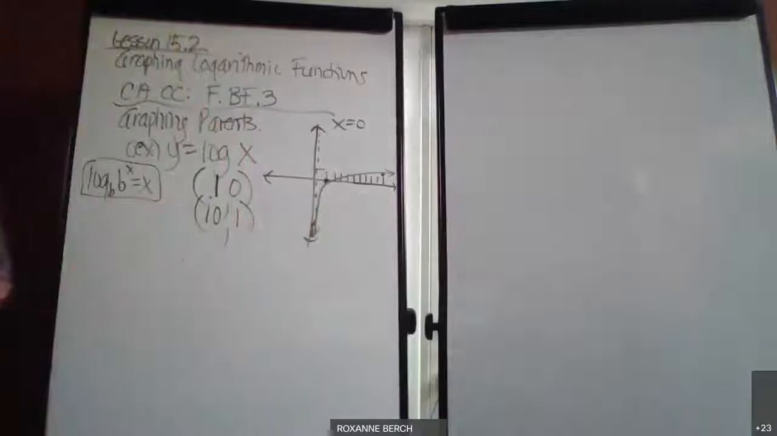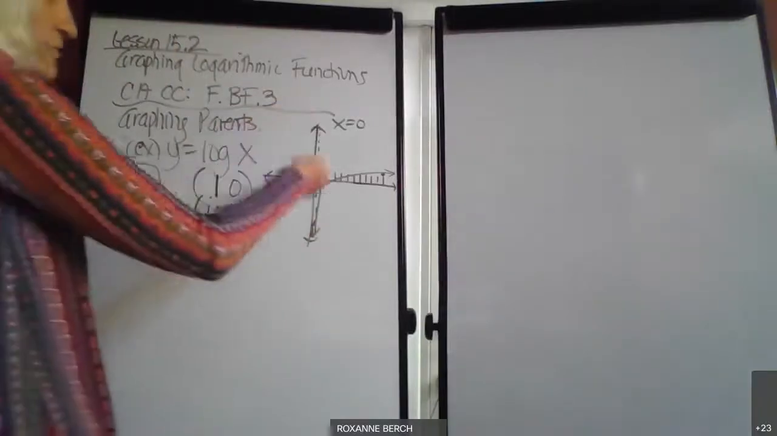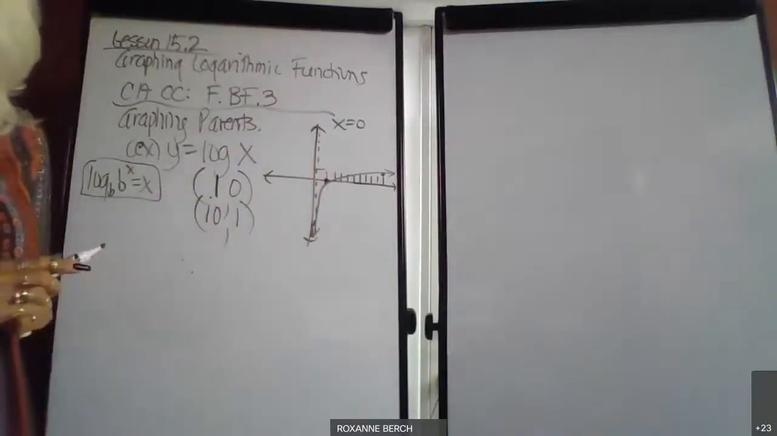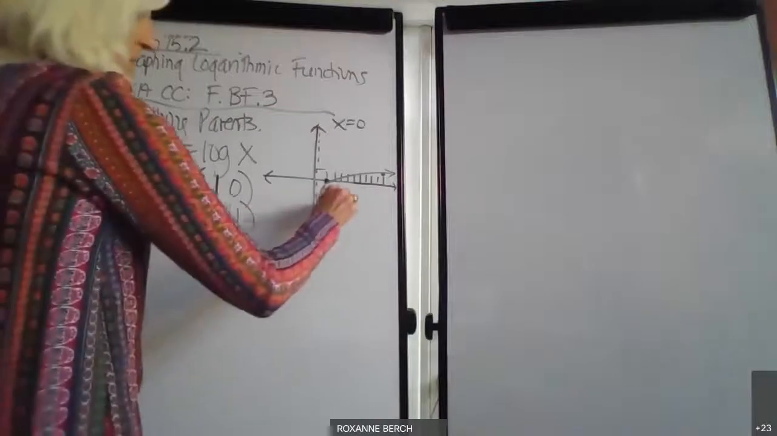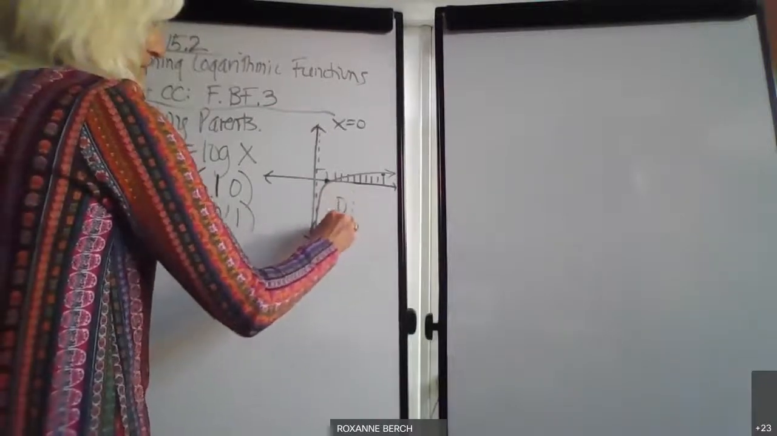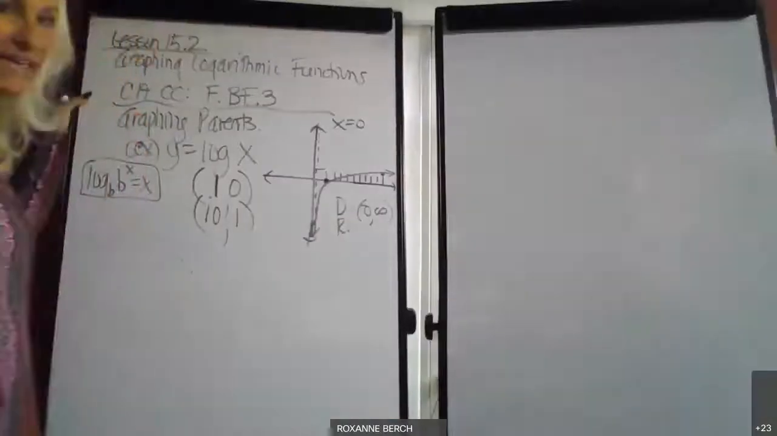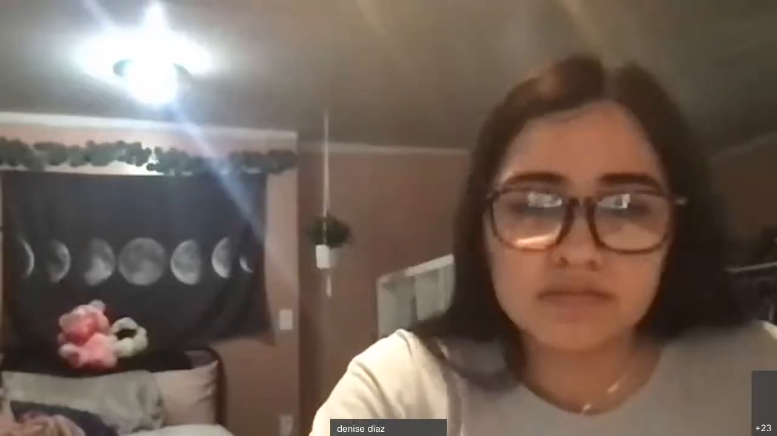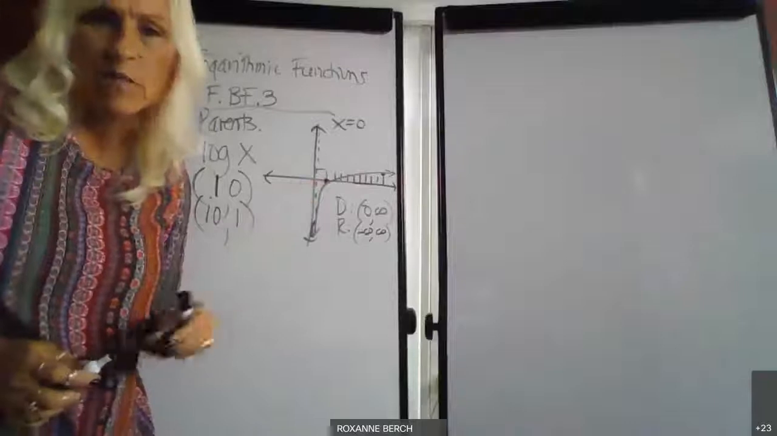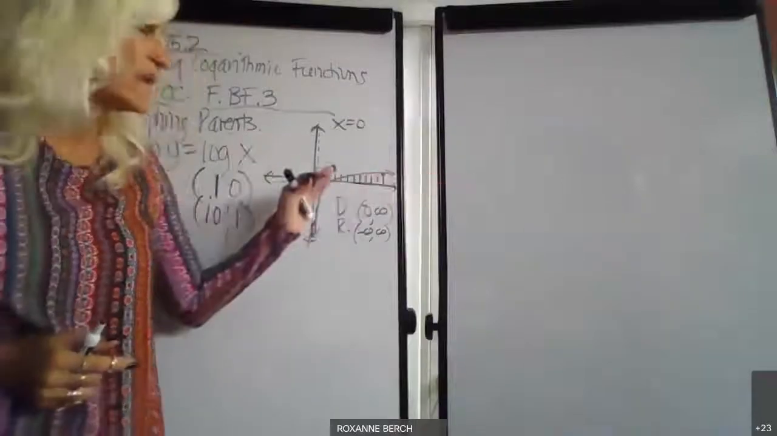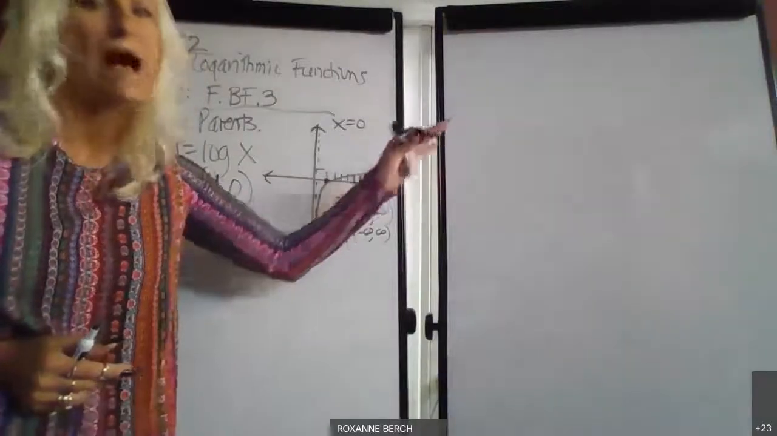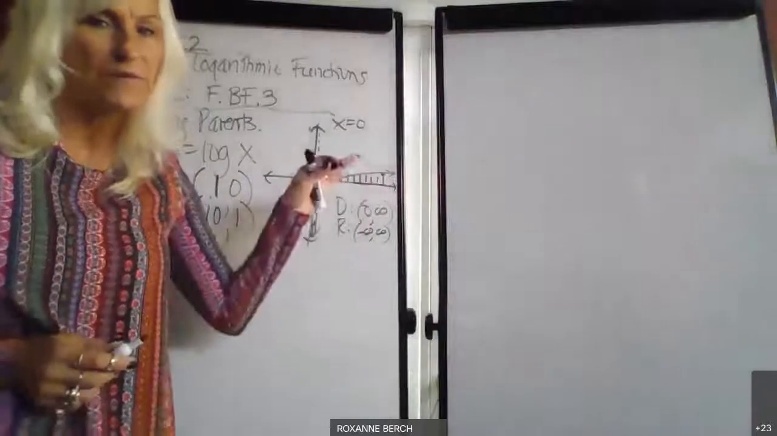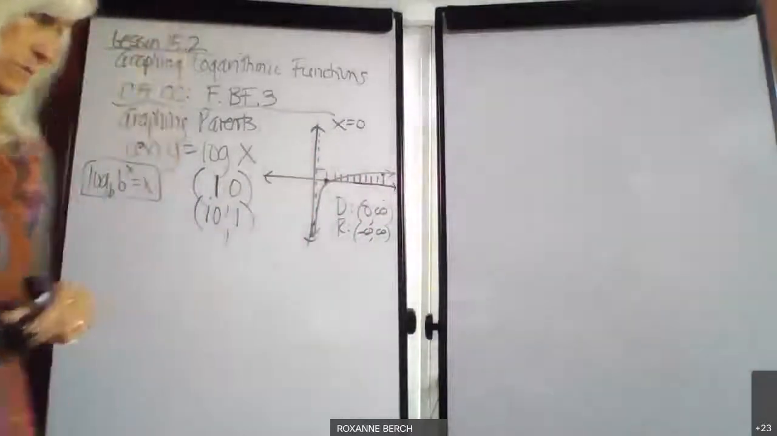All right, what's your domain, class? Well, first of all, the asymptote on this is x equals 0. What is the domain? 0 to infinity, 0 to the right forever. What's the range? All real numbers. And this does not flatline, by the way. It's going up slowly, but it's going up forever. So it's going right forever and it's going up forever.